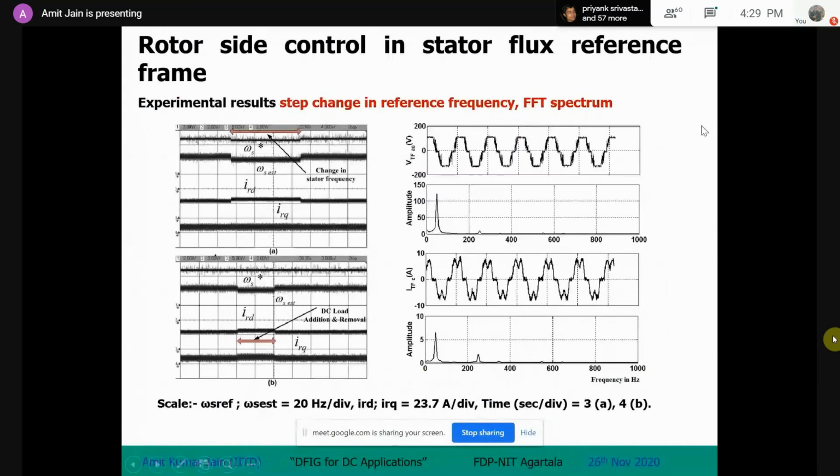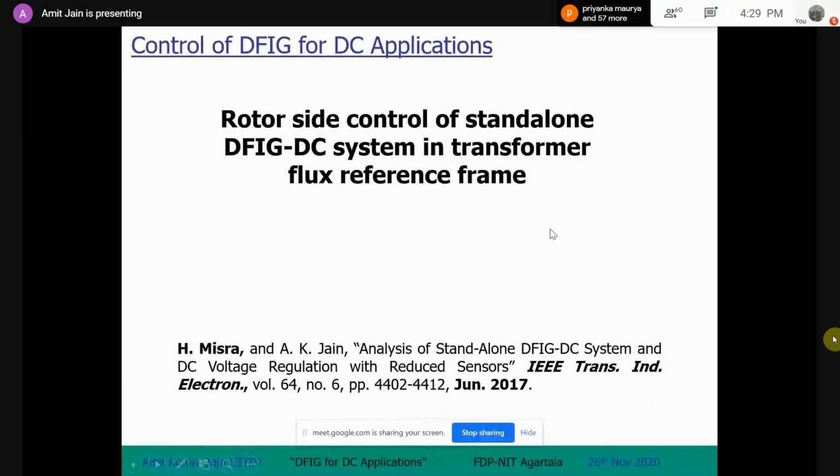These are the stator currents and the stator voltage. It will not be sinusoidal because the diode rectifier is sitting there.